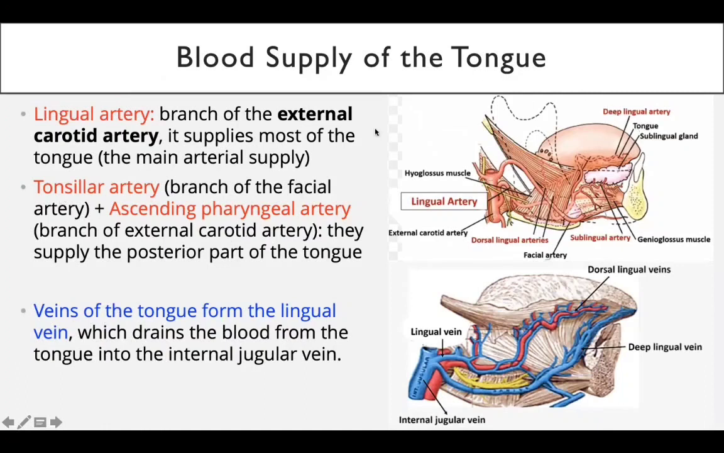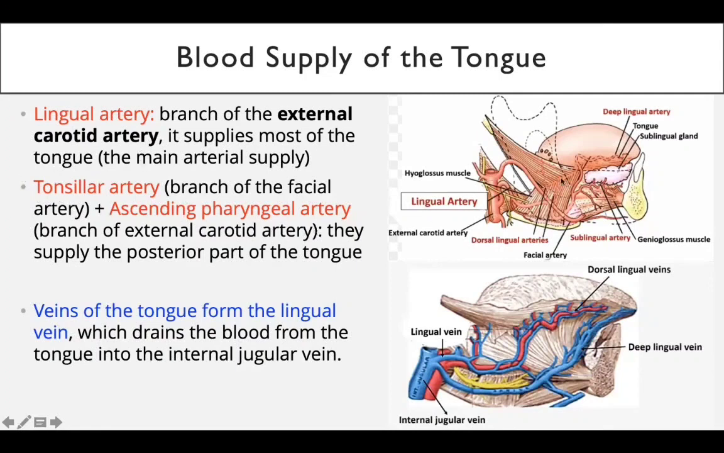The arterial supply of the tongue includes the lingual artery, the tonsillar artery and the ascending pharyngeal artery. How to remember this? We are talking about the tongue. The Latin for tongue is lingua, so it means lingual artery. That's how you remember. The other name of tongue is lingual. Second one is tonsillar artery. Posterior to the tongue, we have tonsils, right? That's how you remember tonsillar artery.